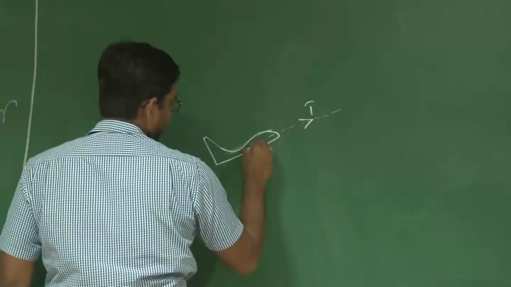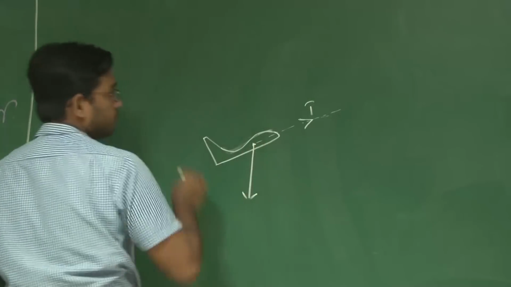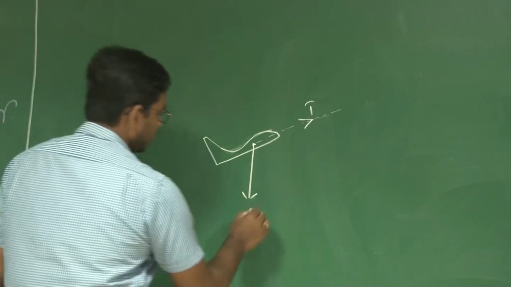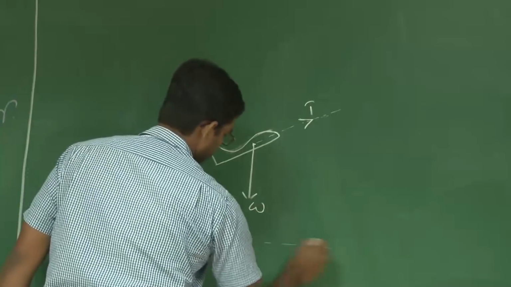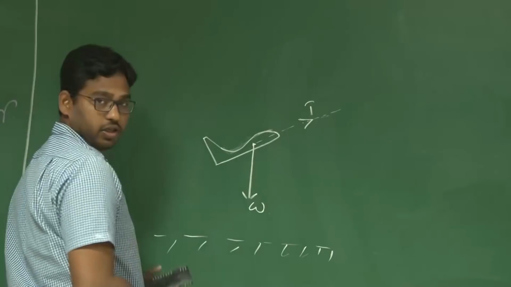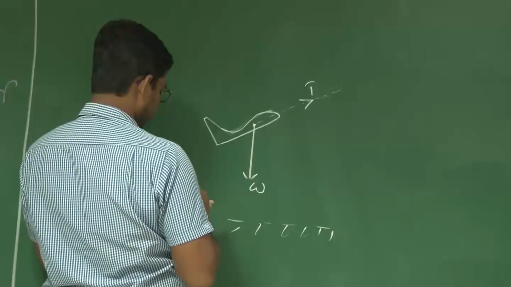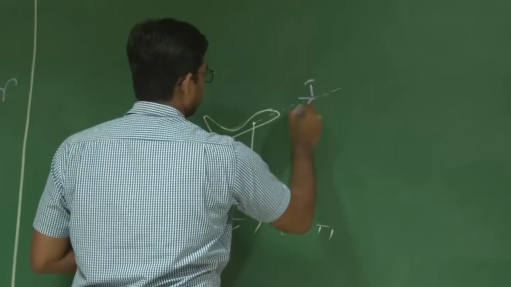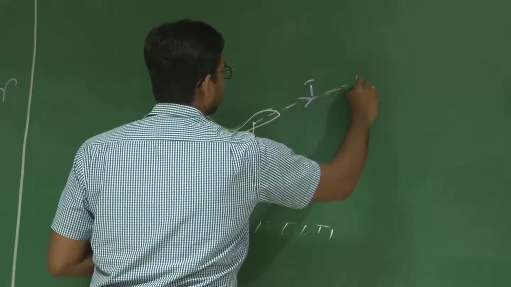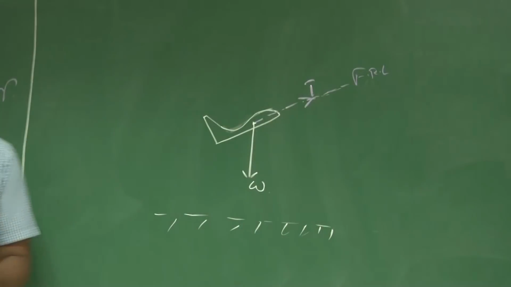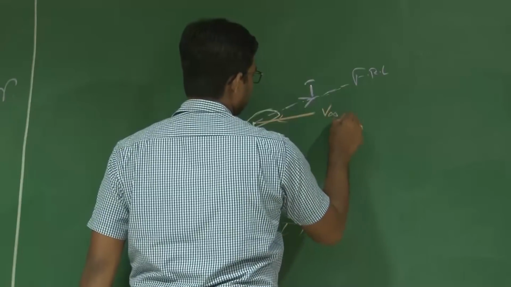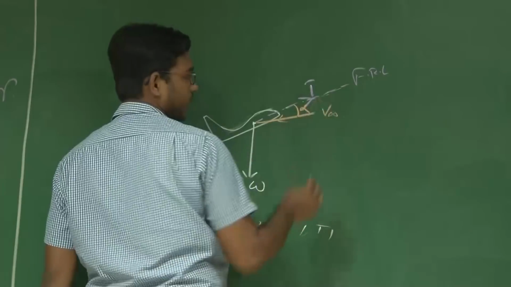Let us consider an aircraft moving in a vertical plane. Constrain the motion of this UAV to this vertical plane. So let W act perpendicular to the local horizontal. This is the weight acting perpendicular to local horizontal. Let T be the thrust vector, which is along the fuselage reference line, FRL. And say the aircraft is moving with a velocity V infinity, and this angle is known as angle of attack.